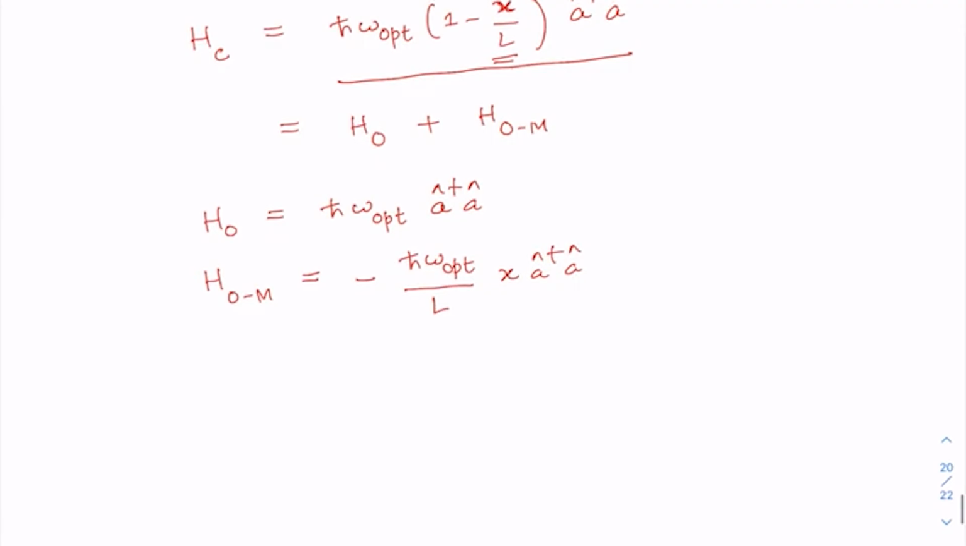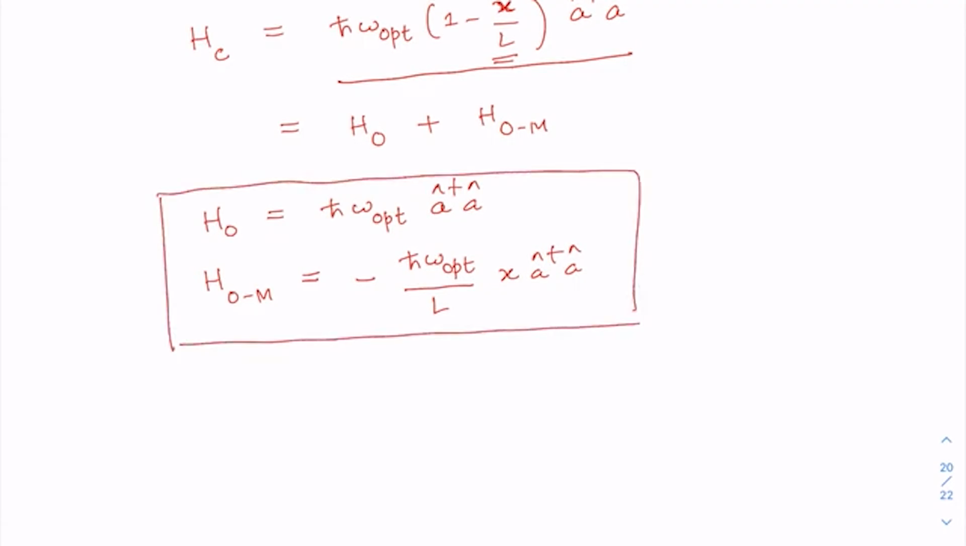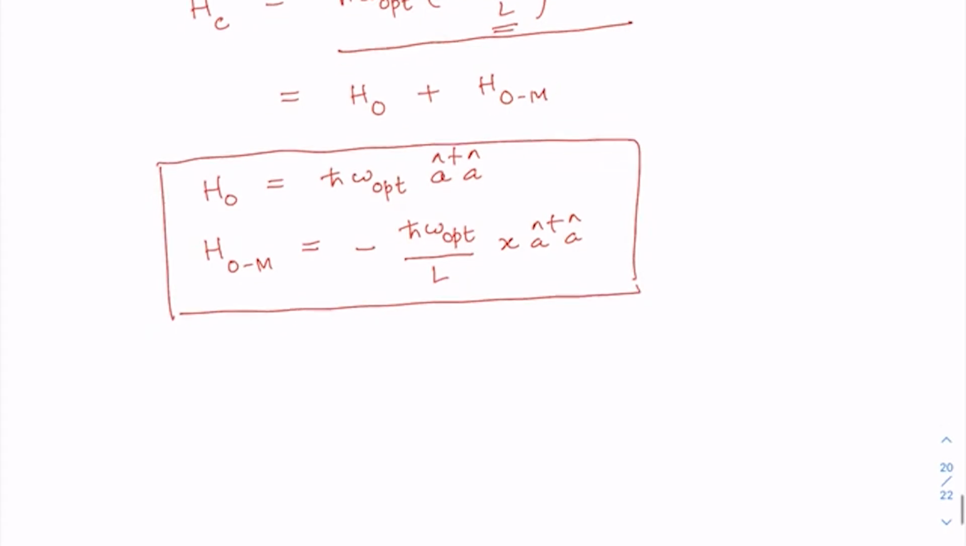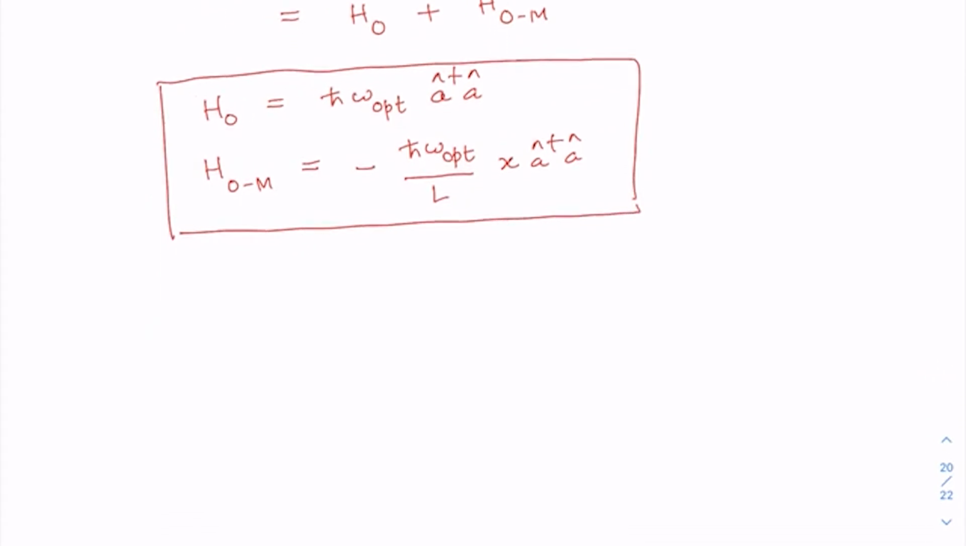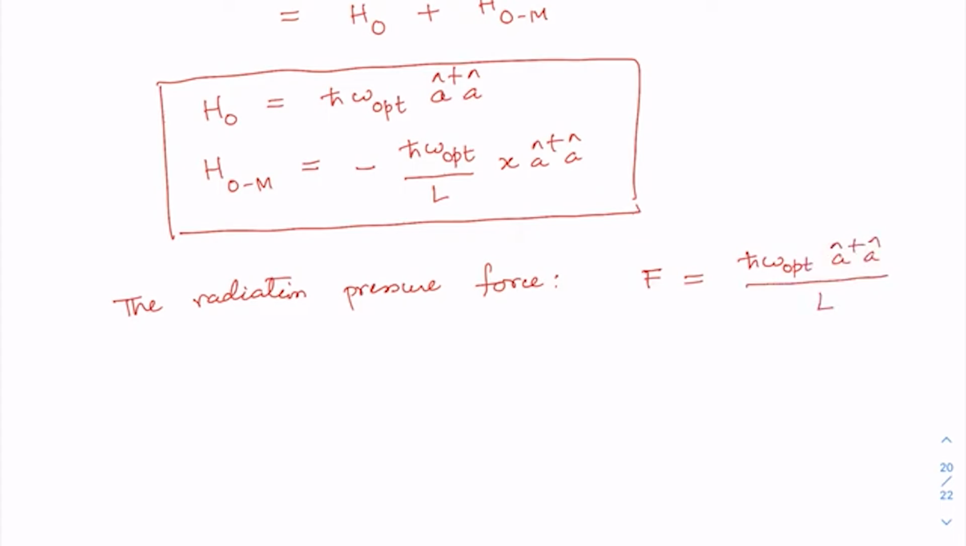Okay, so these are important quantities. It is easy to see that the radiation process. What about the radiation pressure force? So the radiation pressure force, it's easy to see that the radiation pressure force would be h cross omega of A dagger A divided by L. Okay, let me explain it.